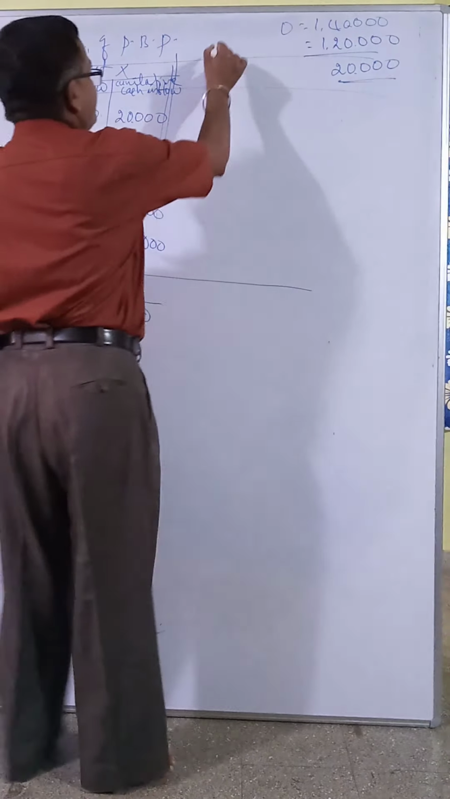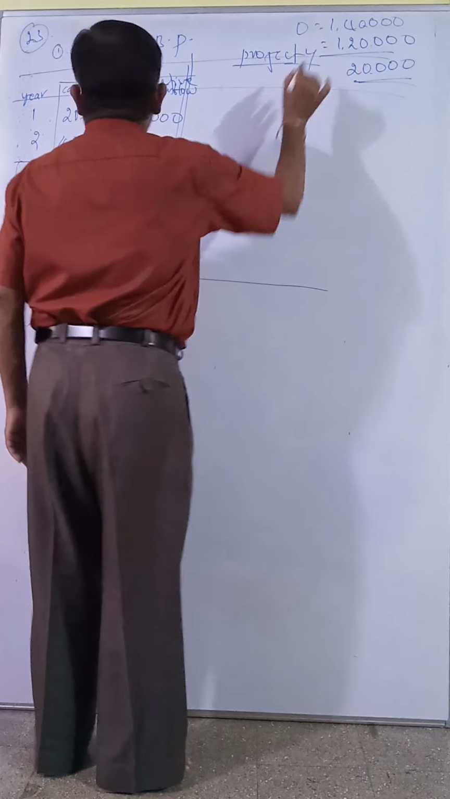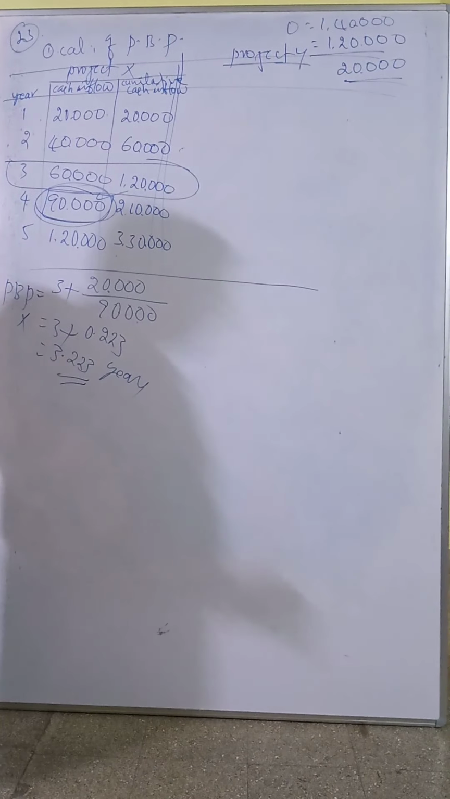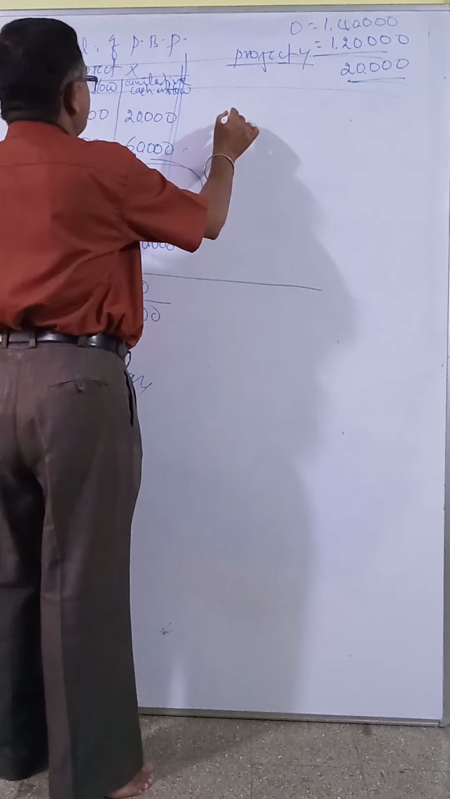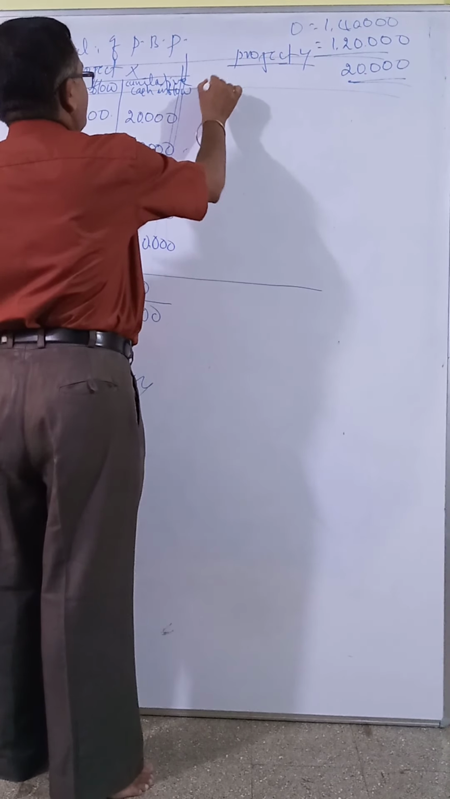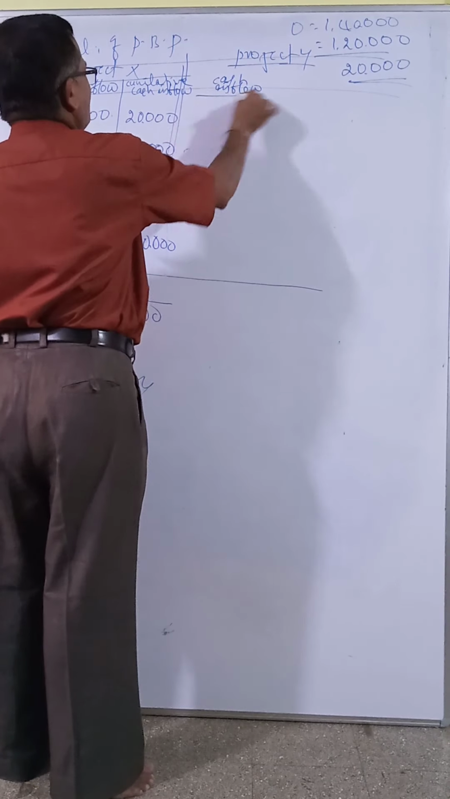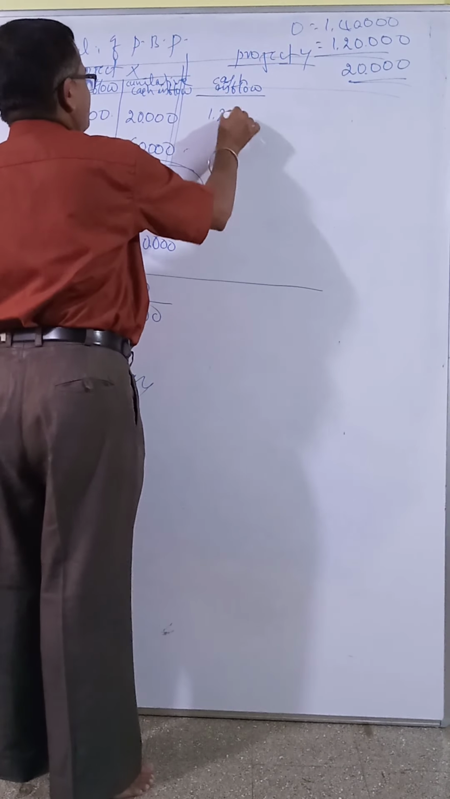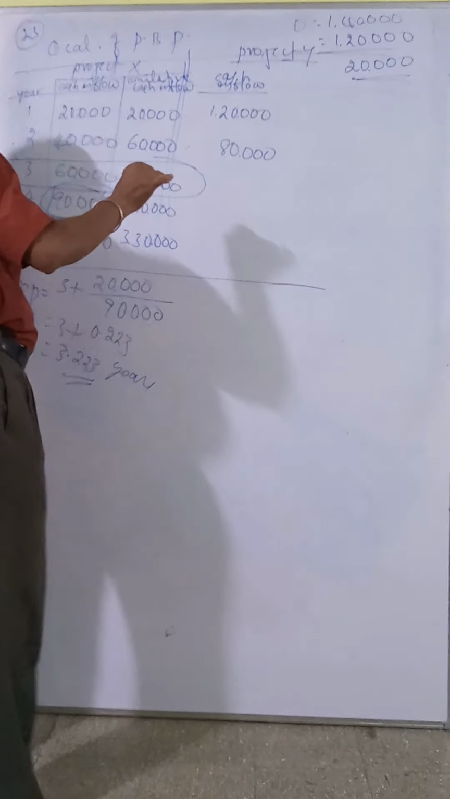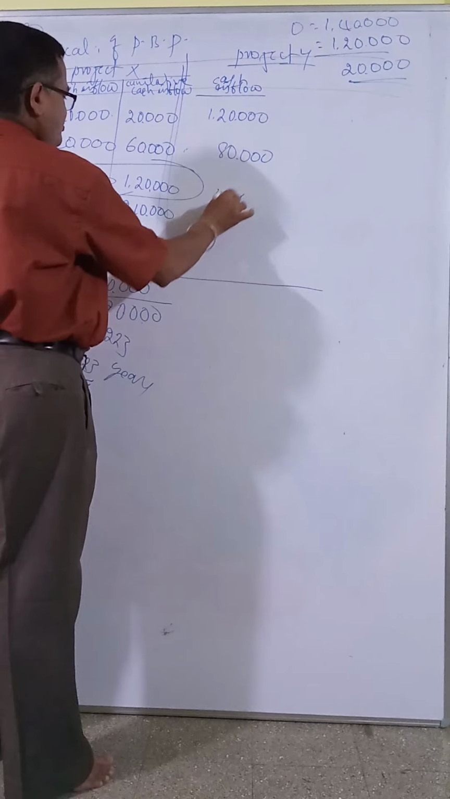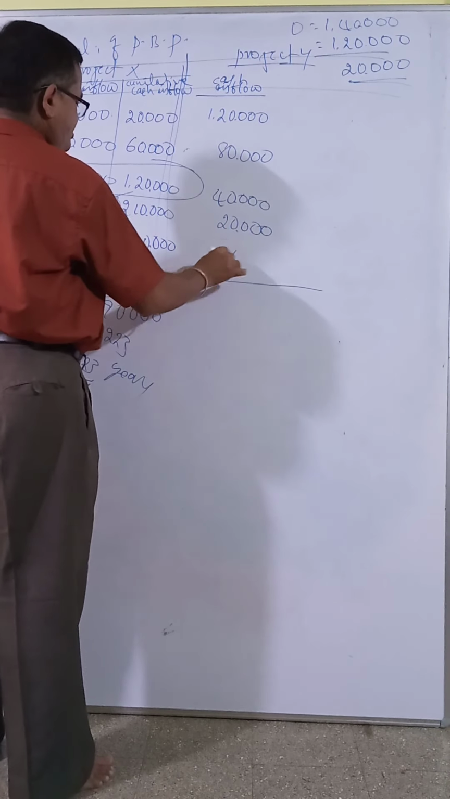And project Y. Here the years 1, 2, 3, 4, 5 are common, but the cash inflow is given differently: 1,20,000 in the first year, second year 80,000, third year 40,000, next 20,000, next 20,000.